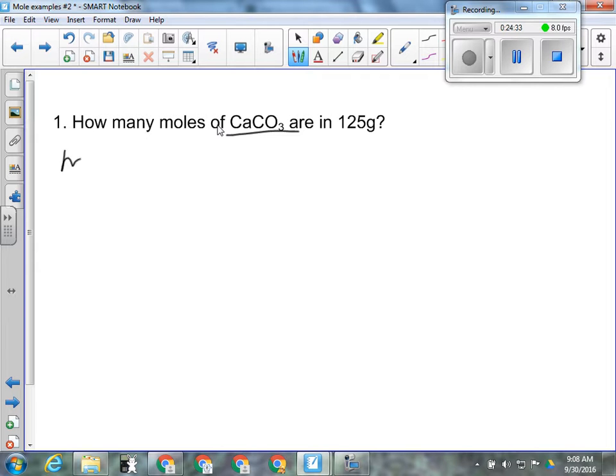What do they give me in this question? They give me the mass, so little m is 125 grams. And what else do they give me? They give me the substance. It would be really hard to solve a mole equation question without that piece of information. I've never seen one that doesn't have that.